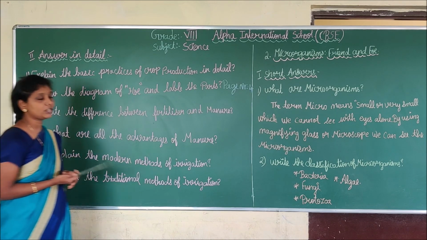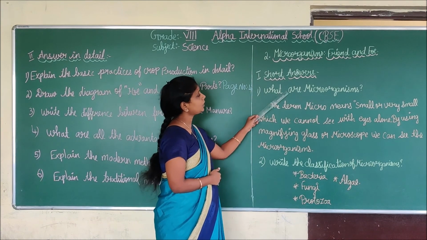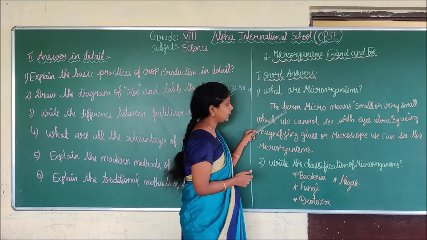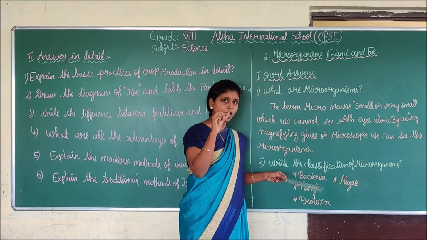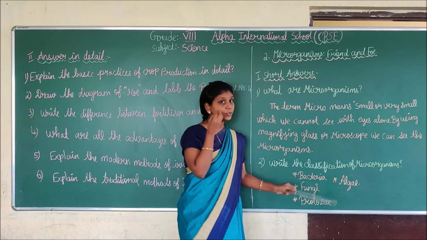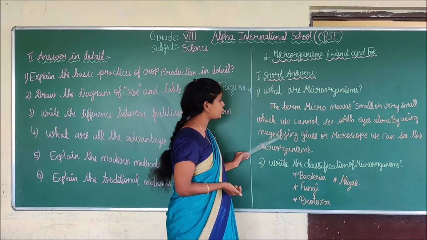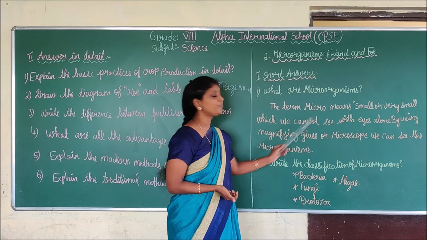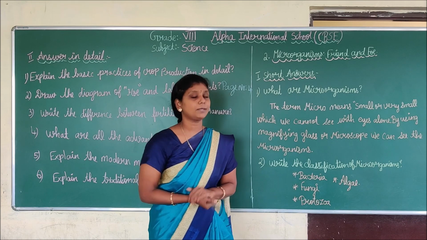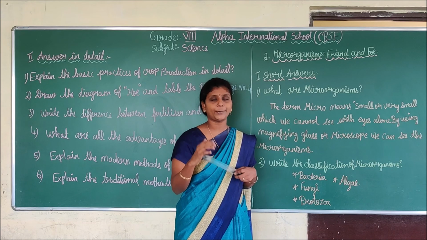Good. Next, we are going to discuss the second lesson, short answers. What are microorganisms? Yes, the term micro means small or very small, which we cannot see with our eyes alone. By using some instrument, a magnifying glass or microscope, we can see them. In the previous class, I showed the magnifying glass. Do you remember that? Yes, by using that magnifying glass or a microscope, we can see the microorganism.